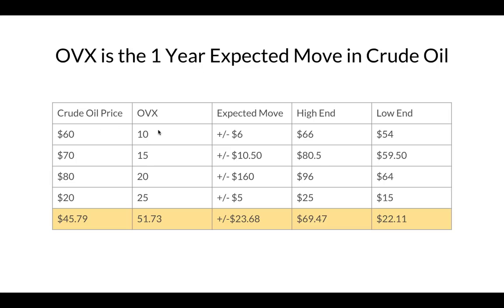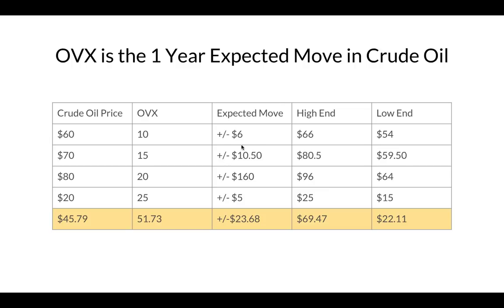If you look at the first row right here, if we have a $60 theoretical crude oil price and a 10 OVX, what that means is over the next 365 days from that point, the crude oil market, and by the way, there are literally hundreds of billions of dollars betting on this, so this isn't some flash in the pan estimation. This is pretty accurate, and you're going to see in about 2 minutes time how accurate this actually is. So when we have a $60 crude oil price and a 10 OVX, that means the expected move over the next 365 days from that point is up or down $6.